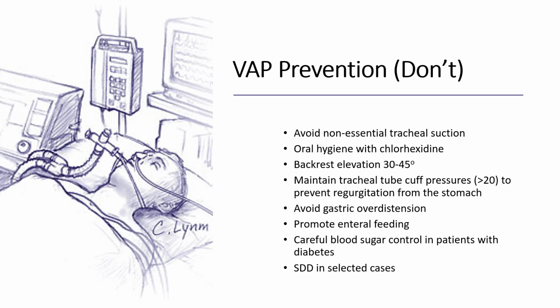Now, what to do: avoid non-essential tracheal suction, oral hygiene with chlorhexidine, backrest elevation 30 to 45 degrees, maintain tracheal cuff pressure more than 20, avoid gastric overdistension, promote enteral feeding, careful blood sugar control, and SDD.